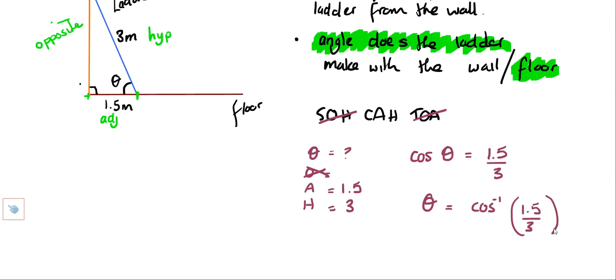Which you're going to use your calculator for. Equals 60. Every single time we do an angle, we do the inverse. It equals 60. Yeah. Everyone agree? 60 degrees.